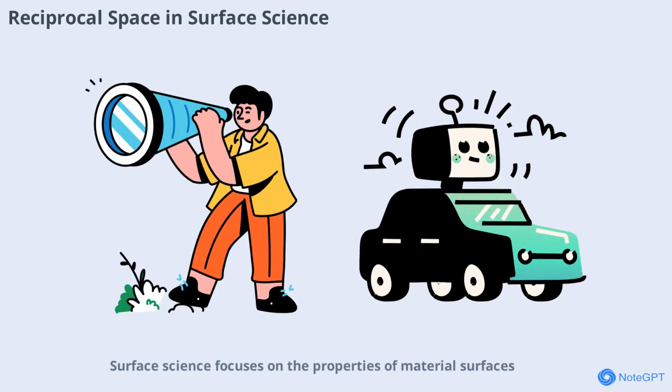Surface science focuses on the properties of material surfaces, which can differ significantly from the bulk. Reciprocal space techniques such as surface X-ray diffraction allow scientists to probe surface structures and understand phenomena like catalysis, corrosion, and thin film growth. This knowledge is vital for developing new coatings, catalysts, and electronic devices.